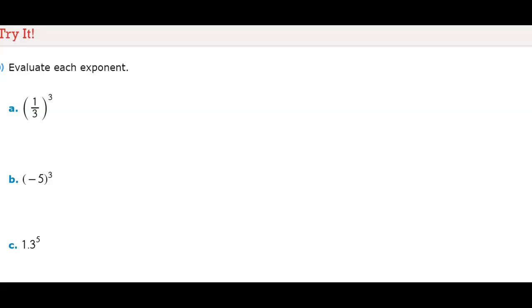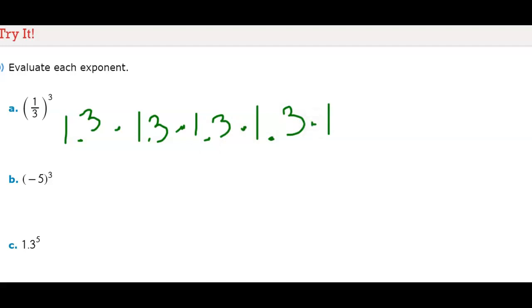And so let's write this one out. Alright, so we have 1 3/10 times 1 3/10 times 1 3/10 times 1 3/10 times 1 3/10. Okay, so we have to start by multiplying the first two together. So 1 3/10 times 1 3/10.